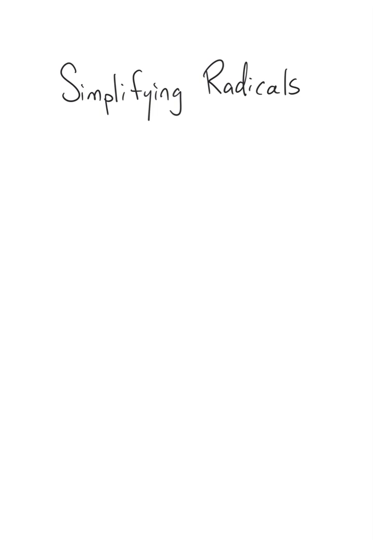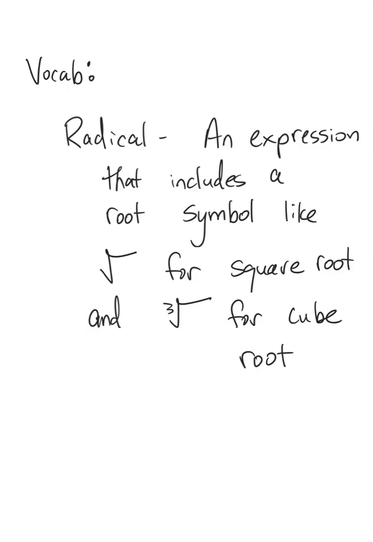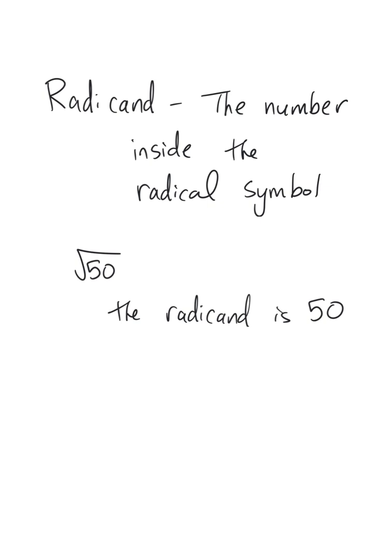All right, this lesson is about simplifying radicals. So a little vocab to start out. A radical is an expression that includes a root symbol, like as you see here for the square root, or as you see here with the 3 there for a cube root. Radicand is the number inside the radical symbol. So like in the example down here, square root of 50, the radicand is 50.